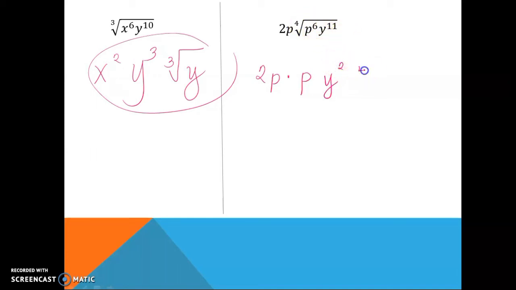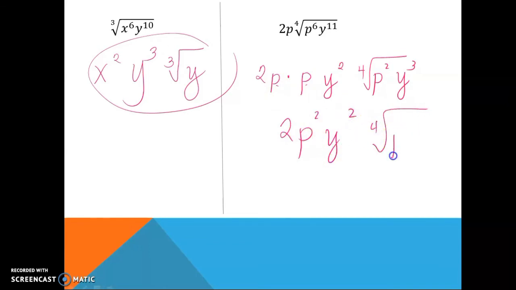Okay. So, ang matitira sa radical is ilang p? Meron tayong p squared. Dito naman, we have, ilan ang matitira natin? Tatlo. So, y cubed. So, therefore, the answer here, pag sinimplify na natin to, so we have 2p squared, y squared, fourth root of p squared, y cubed. So, yun ang simplified version.